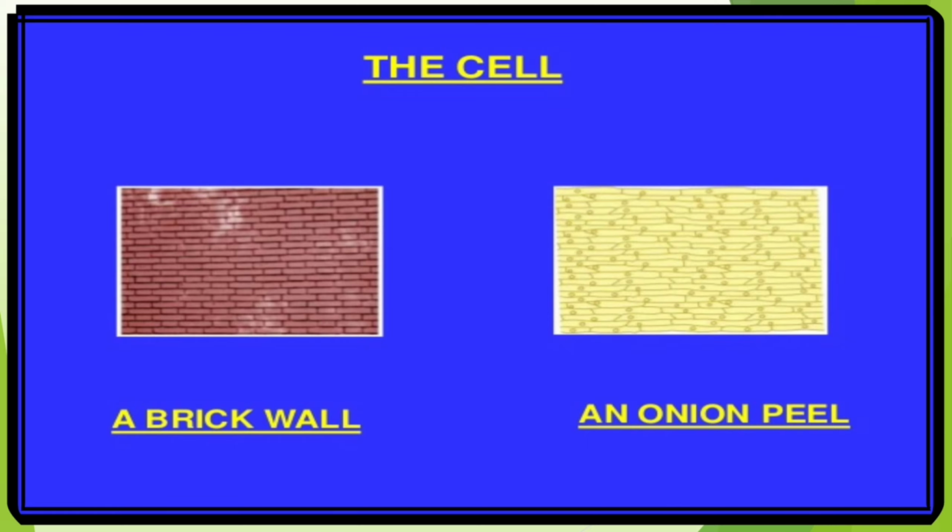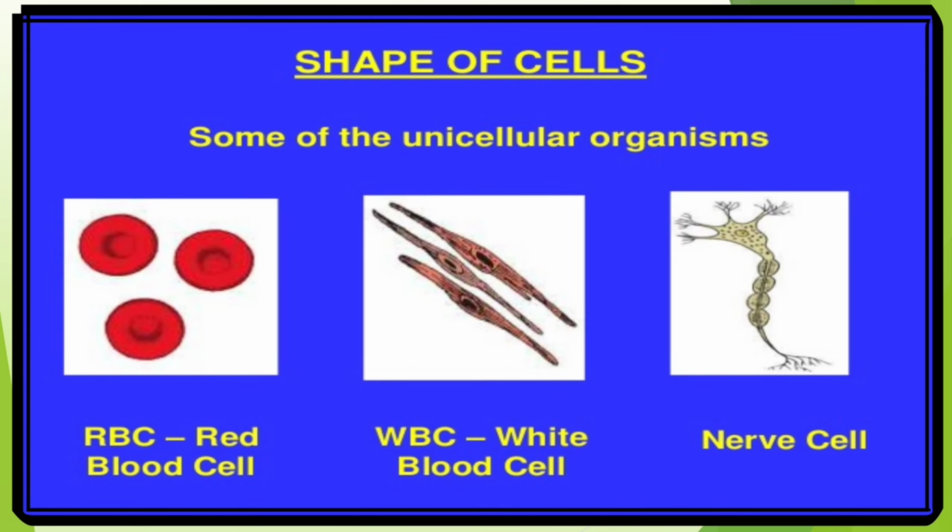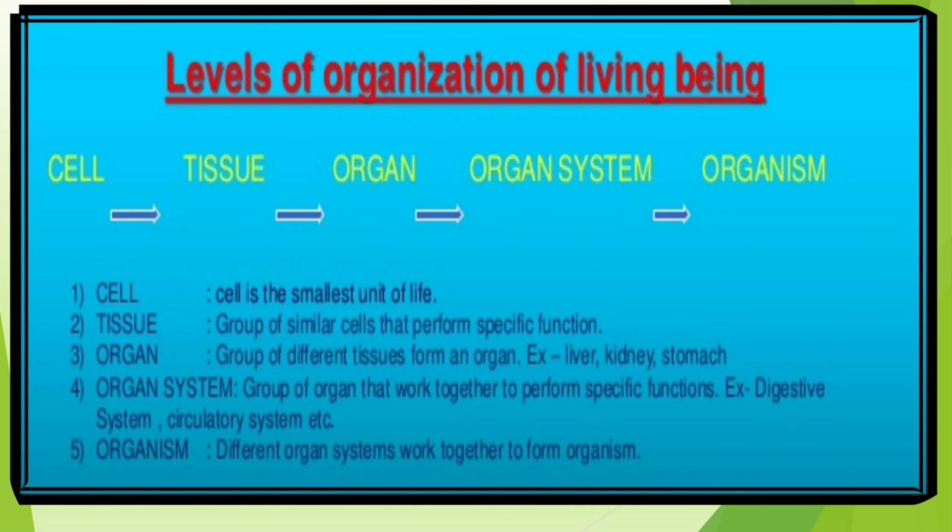If you take the example of onion peel and look at it in the microscope, it looks completely like a brick wall. You can see small boxes kept over there. These are actually the different segments of the cell. In our body, there are many types of cells. A few are mentioned over here, for example RBC, which we are all aware of, that is red blood cell, white blood cell, and nerve cell. In 9th and 10th standard, you are going to study all this. This is our fundamental part.